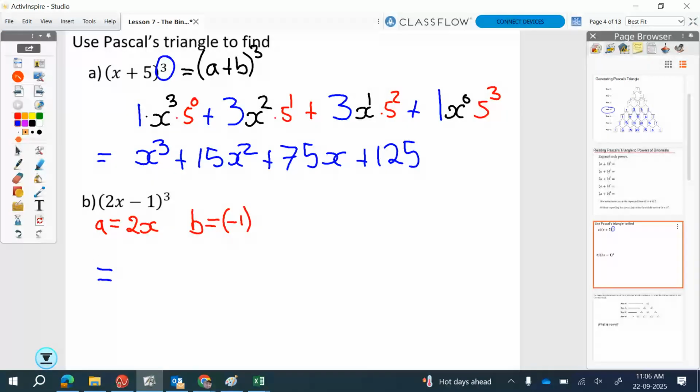So we need to find the coefficients. It's going to be the same coefficients again because we're in the third row. So we're going to get 1, 3, 3, 1.